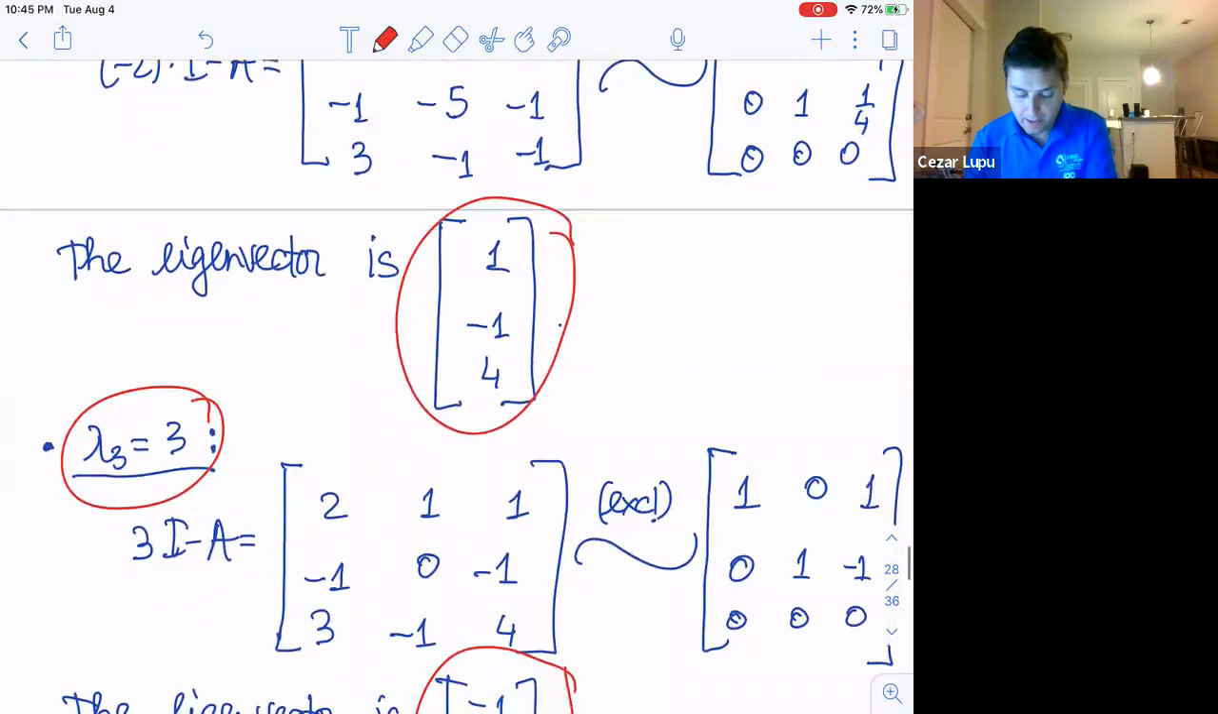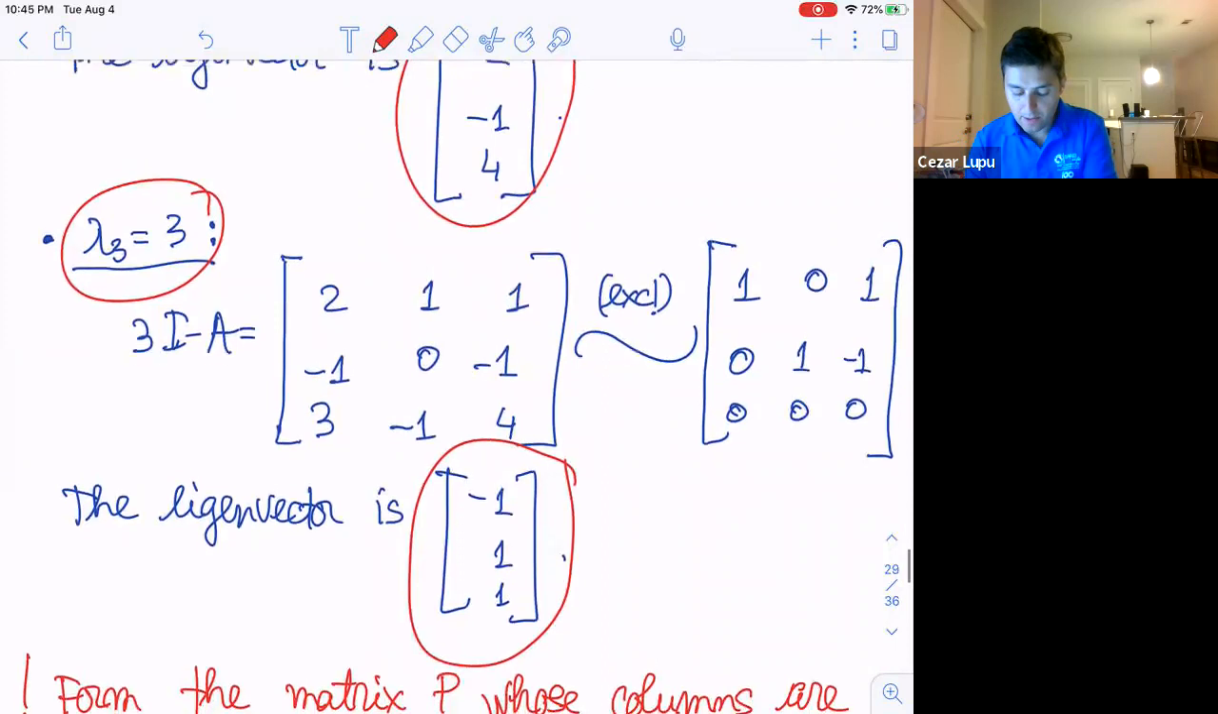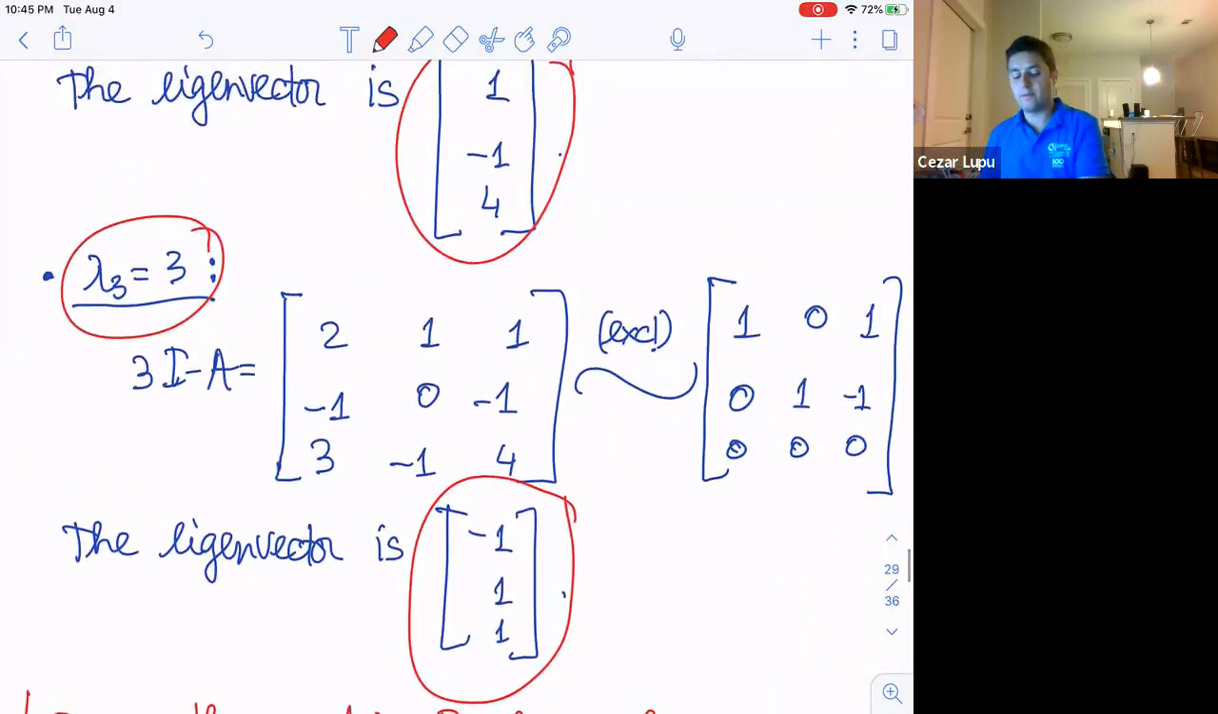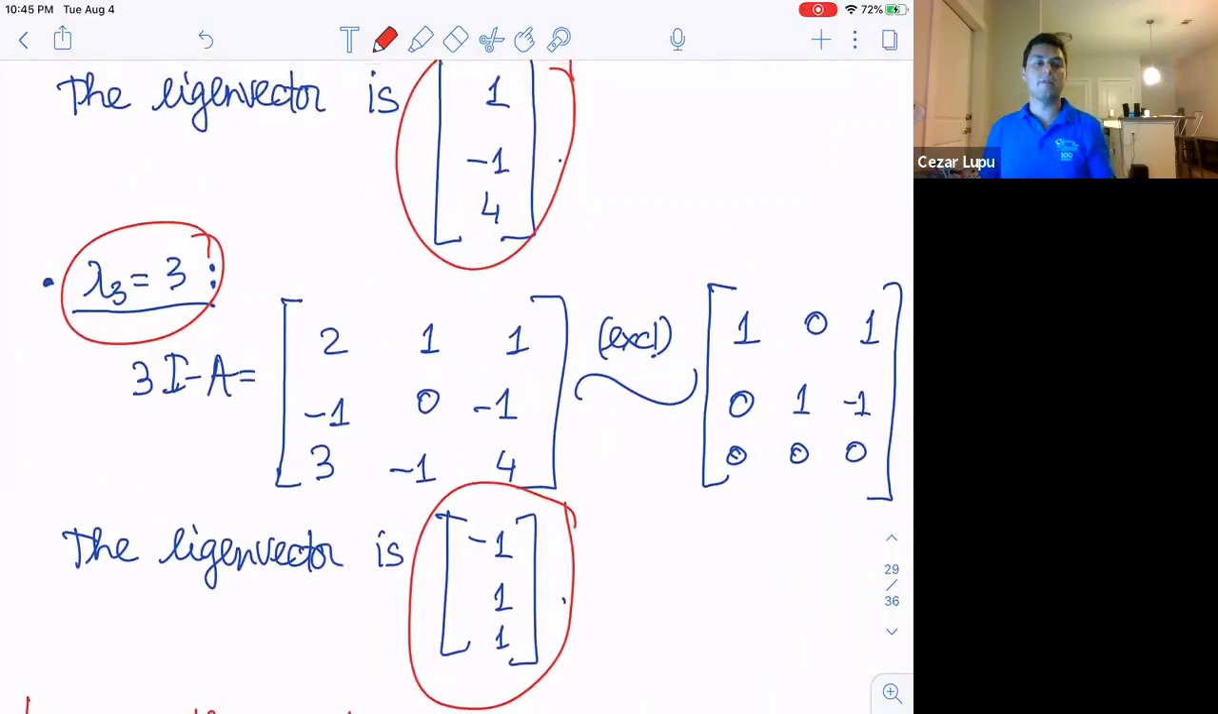And finally, for my last eigenvalue, lambda 3 equals 3, we do the same thing.